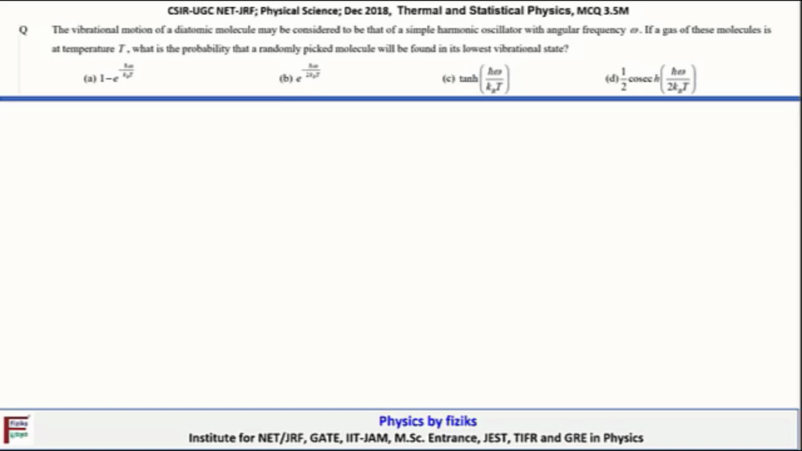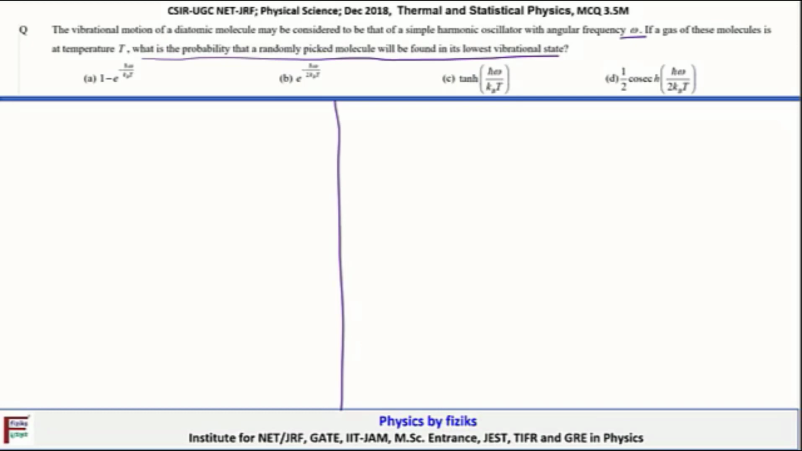So let's continue with the next question. The statement is, the vibrational motion of a diatomic molecule may be considered to be that of a simple harmonic oscillator with angular frequency omega. If a gas of these molecules is at temperature T, what is the probability that a randomly picked molecule will be found in the lowest vibrational state? Let's try to find the correct option out of the given four options. We can solve this problem by first finding the partition function for this system, and then the expression for the probability for the molecule to be in the lowest vibrational state.